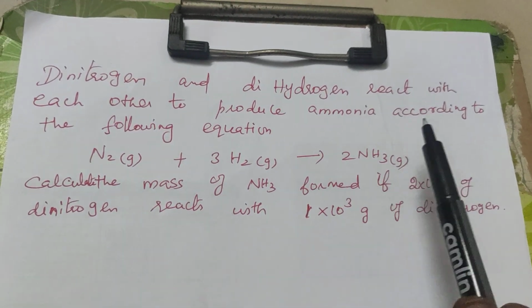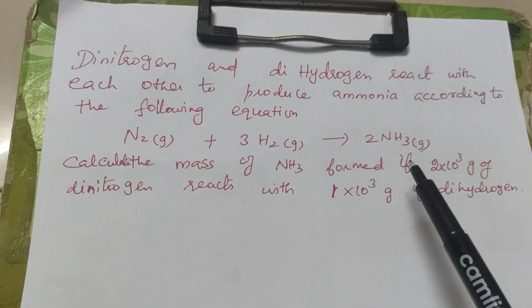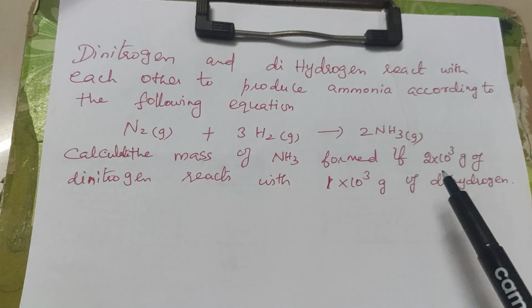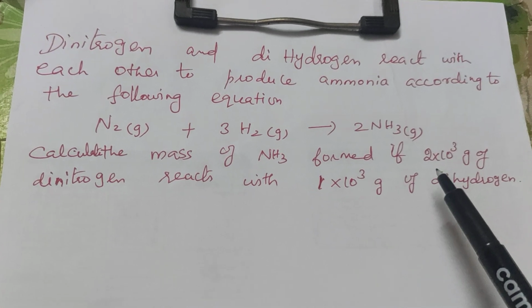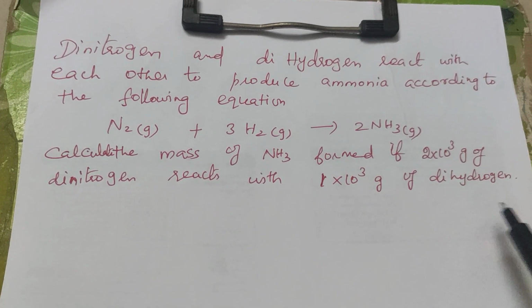Dinitrogen and dihydrogen react with each other to produce ammonia according to the following equation. Calculate the mass of ammonia produced if 2 × 10^3 grams of dinitrogen reacts with 1 × 10^3 grams of dihydrogen.